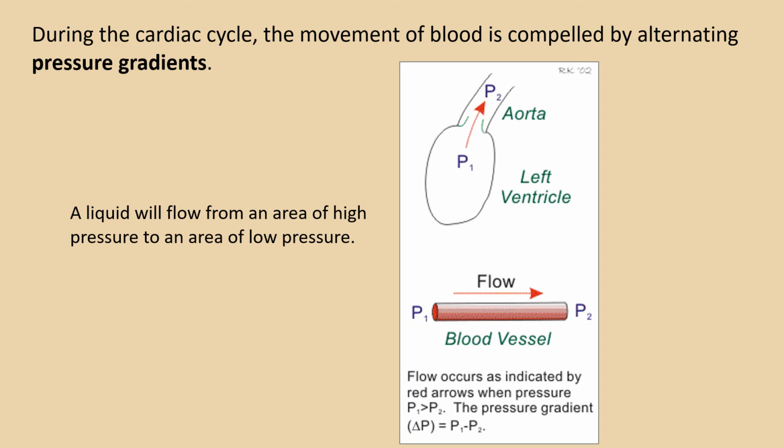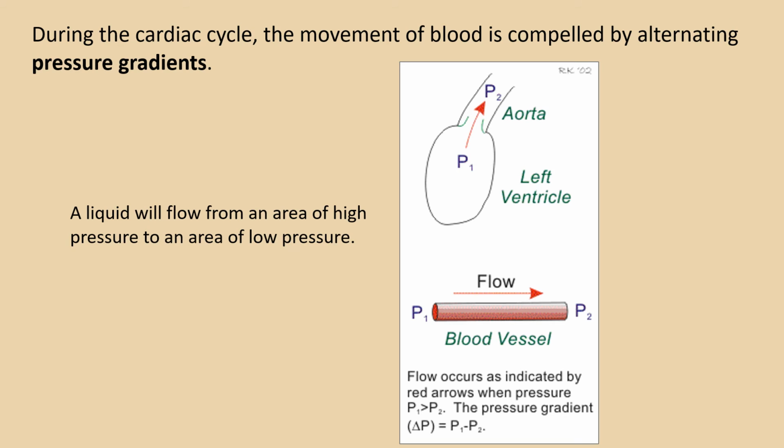Liquid, likewise, will always flow from an area of high pressure to an area of low pressure. And you do this every day when you squeeze toothpaste onto your toothbrush. So toothpaste is a liquid. It's a very viscous liquid, but it's a liquid. And when you apply pressure to the tube, you're increasing the pressure inside the tube. As a result of that pressure increase, the toothpaste comes out of the tube. It moves from an area of high pressure to an area of low pressure onto your toothbrush.